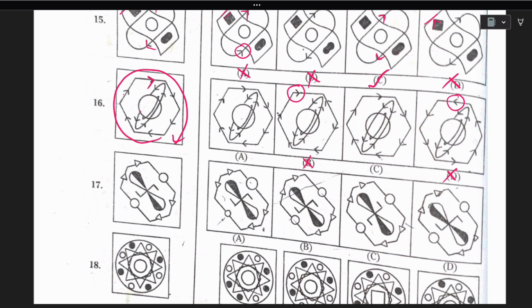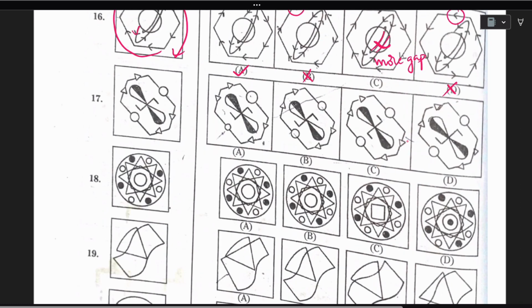And inside, this is coming down, right? So this is coming down, this is also coming down, and then this is going up, this is also going up, and this is also fine. But if you check the gap between this line and this line, option A is exactly matching with the question, but in D we have more gap, right? So we will be eliminating C here. And the next one is 17.